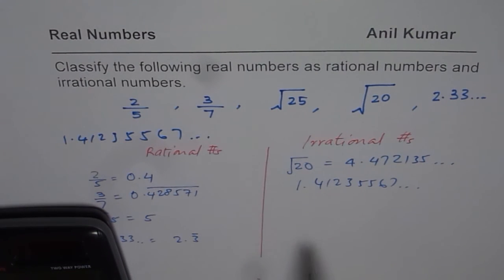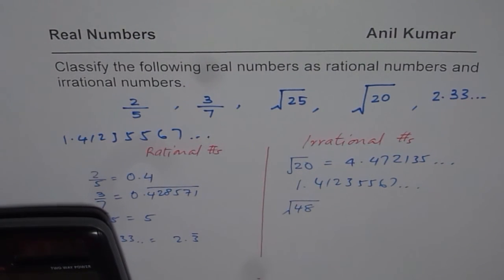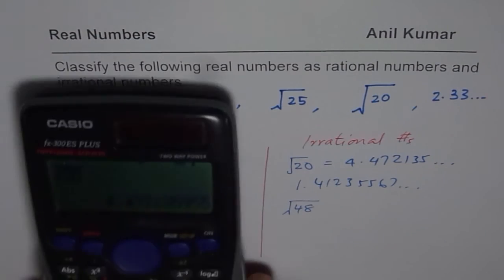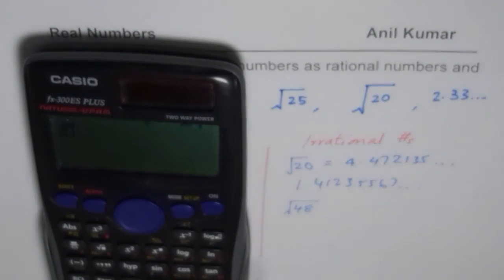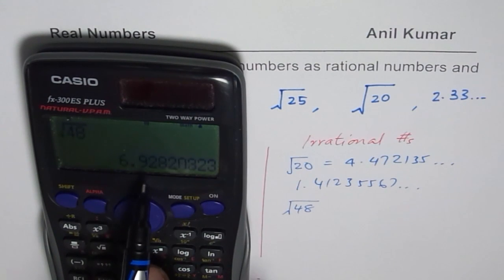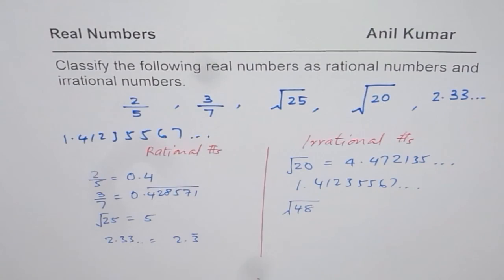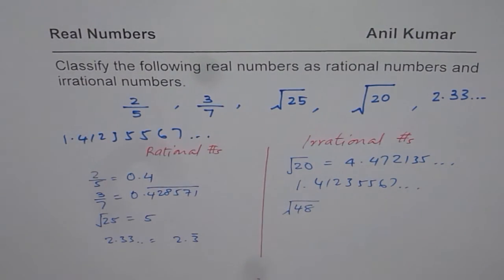So whenever you have a square root, for example, square root of 49 is 7, so that becomes a rational number. But if I write 48, then square root of 48 will not show any repeating pattern. So square root of 48 for us in decimals is 6.928. There is no repeating pattern. So that becomes an irrational number, right? So that is how you could classify the numbers as rational or irrational.